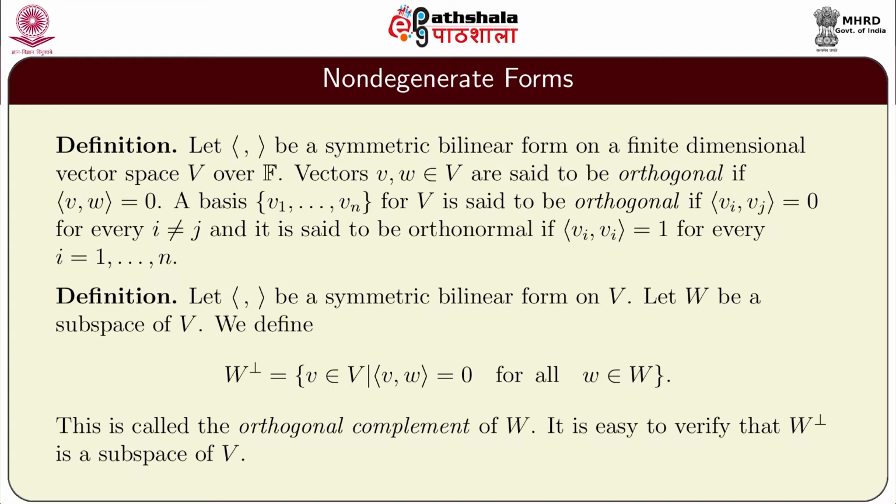Now a definition. Let us start with a symmetric bilinear form on a finite dimensional vector space V over F. Now vectors v and w are said to be orthogonal if inner product v comma w is 0, and a basis consisting of the vectors v1, v2, ..., vn for V is said to be orthogonal if inner product vi comma vj is 0 for every i not equal to j, and it is said to be orthonormal if inner product vi comma vi is 1 for every i equal to 1 to n.